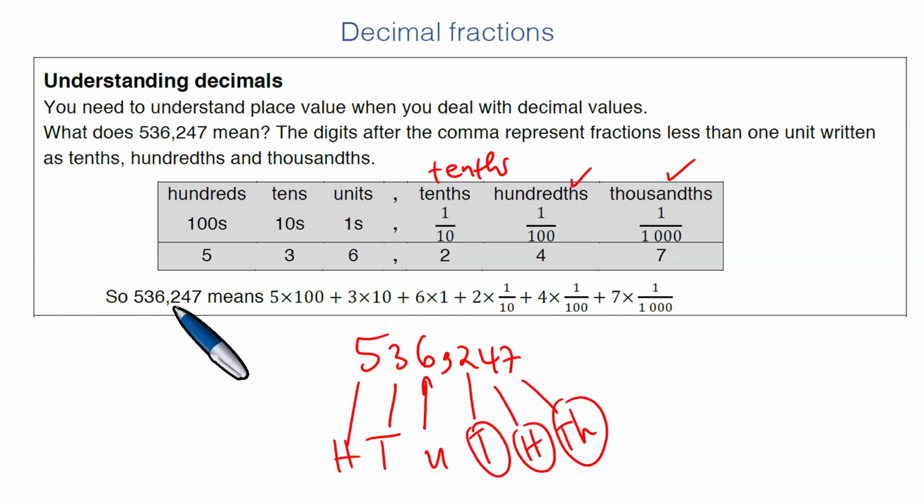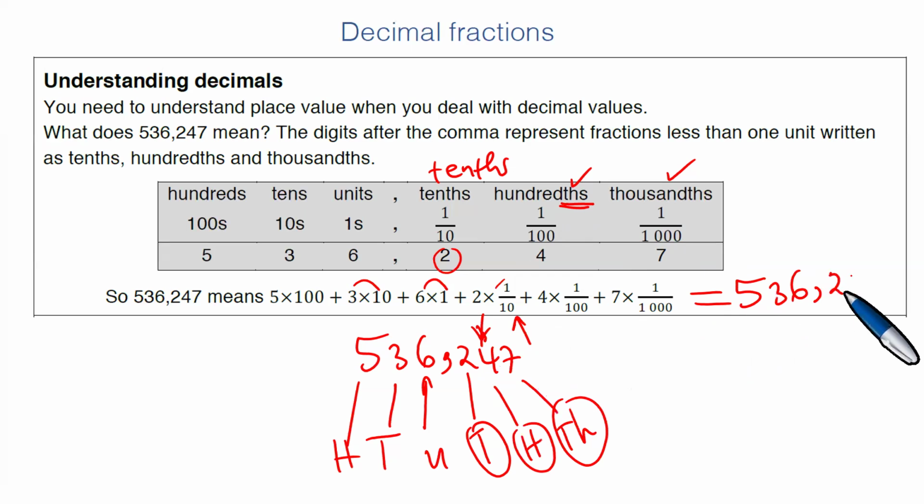So now 536,247 means that you have 5 times 100. The 30 is 3 times 10. The 6 is 6 times 1. But the tenths, the 2 tenths, would be 2 times 1 out of 10. The hundredths are 4 of them, so it's 4 times 1 over 100. And 7 times 1 over 1,000. You add everything up, and it is equal to 536,247. Take a look.